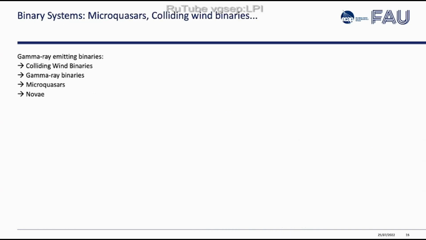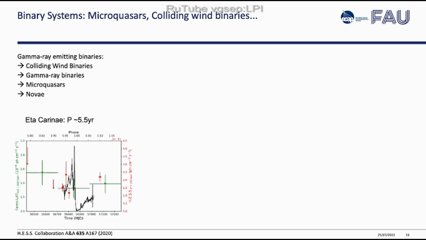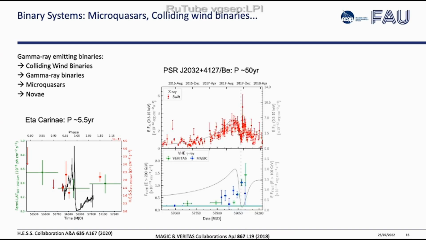Okay, we also have binary systems, so several different types of gamma ray emitting binaries. These include colliding wind binaries, such as Eta Carinae, which has a period of 5.5 years, and we observe gamma ray emission corresponding to the time of its closest approach, the periastron. We have gamma ray binaries, which have a wide range of periods. We have LS 5039, which has a period of just 4 days, and recently gamma ray emission was shown from the periastron of the system containing the pulsar J2032. This has a period of 50 years. So there's really a wide range of periods in these binary systems and everything in between.